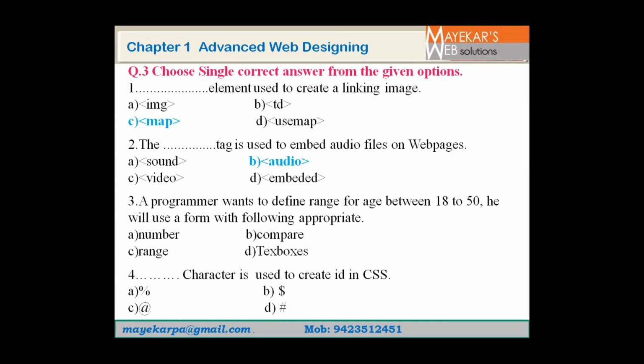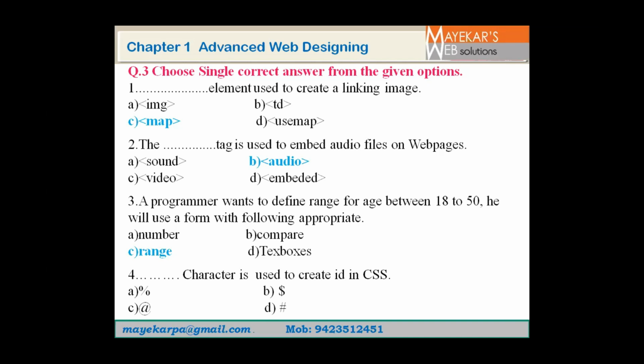Okay, so here four options are given. The first option is number, by which we can only enter numbers. Compare, no, it's not used to insert a range. And the last option is text boxes. It's simply used to enter any content in a text box. But if you want to specify a range, then input type is equal to range. The range value is used for the type attribute. So here answer is C, range. Okay, so C, range is the right answer.